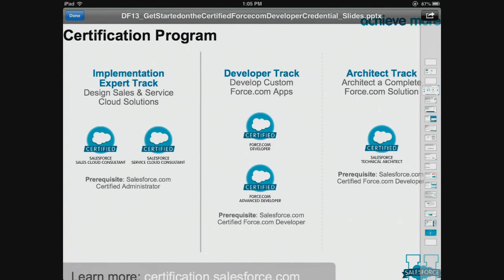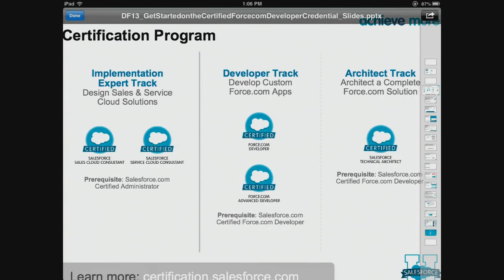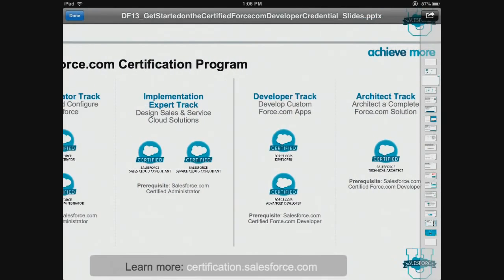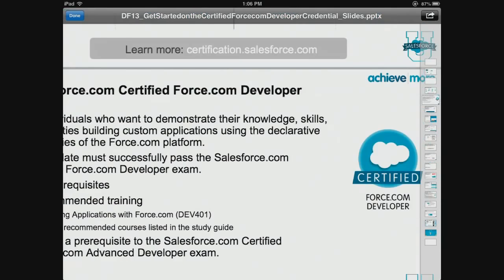Then, of course, the big daddy certification is the architect track, Salesforce Certified Architect. That is the all-knowing, all-seeing certified technical architect. There is a prerequisite for that as well of the Force.com developer. So that is the whole set. If you want to learn more about these, you can go to certification.salesforce.com. All of the information about all the certifications is there. We're going to drill in a little deeper to the certified developer.